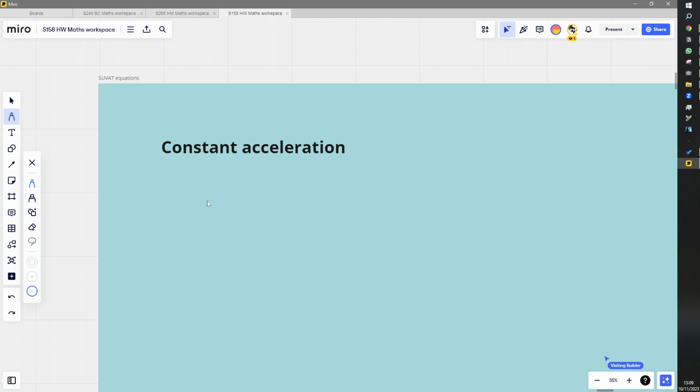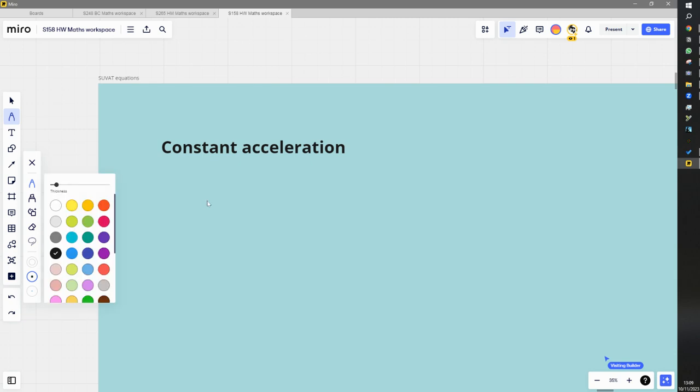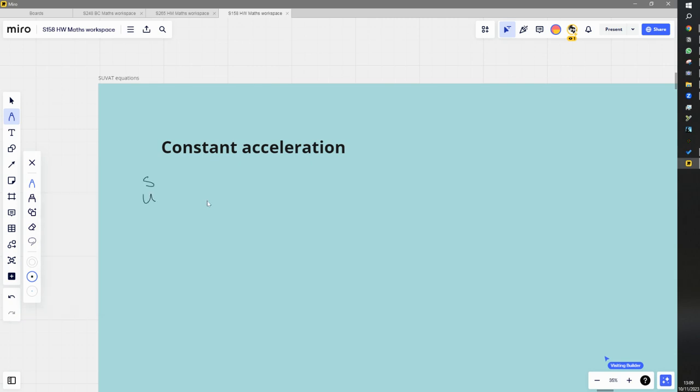So why are they called SUVAT equations? Well, because the variables that we're going to be looking at spell the word SUVAT. And all these are lowercase, okay? None of them are capital letters.